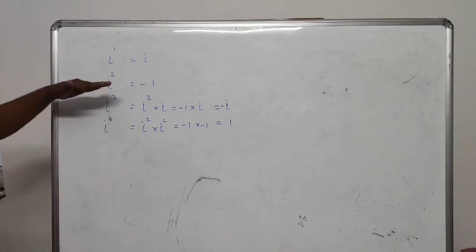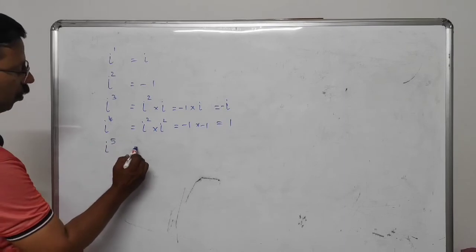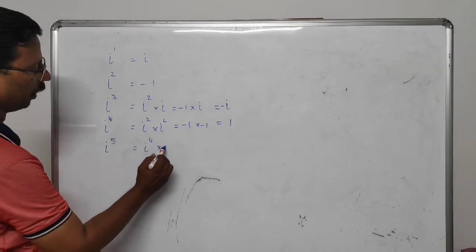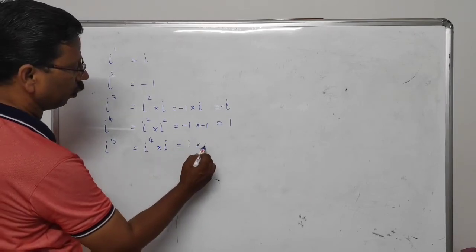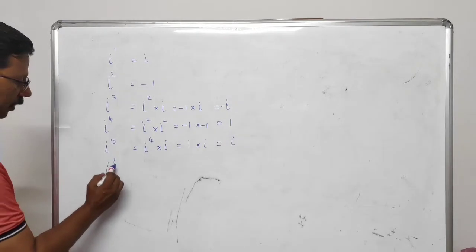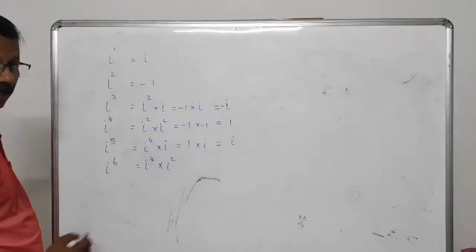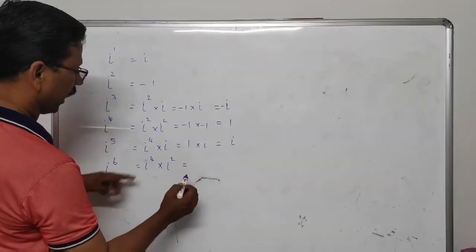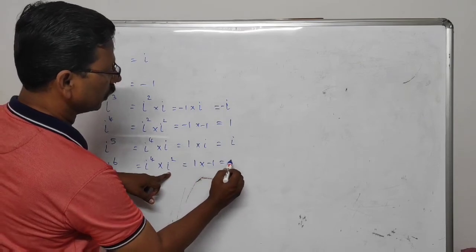Now let us continue with the other powers. There is i power 5. How do you write this? i power 4 into i. This i power 4 value is 1, into i, is equal to i only. Now suppose you take i power 6. This can be done as i power 4 into i squared. Now this will be equal to i power 4 is 1, into i squared is minus 1. Therefore, it is equal to minus 1.